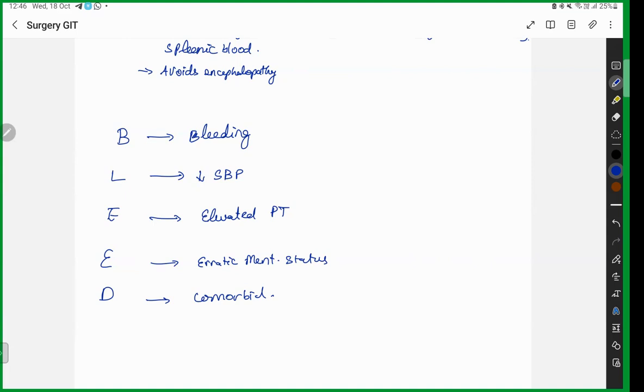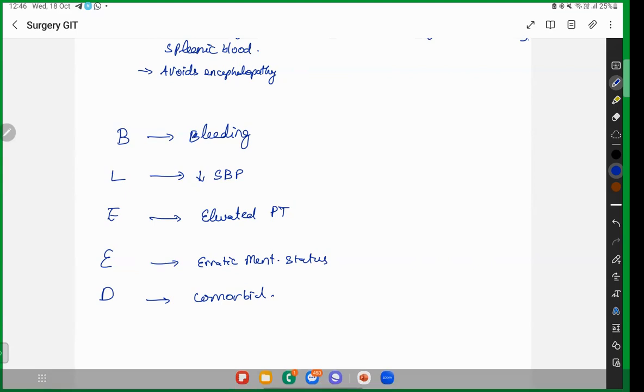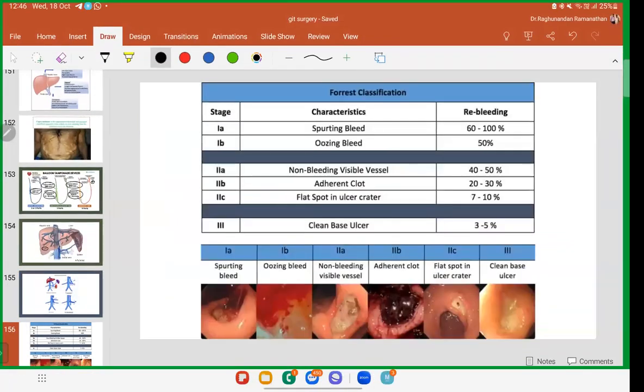And finally, you have another one, the Forest classification. Forest classification is based on endoscopy, so it is an endoscopic classification. You go for an endoscopy. If there is spurting bleeding, that is classified as 1A. If there is an oozing bleed, you classify it as 1B. In 1A and 1B there is a high chance of rebleeding.